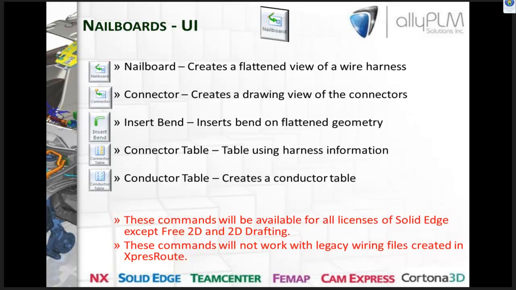Another thing, we have nail boards, and there's a couple of new commands. Nail board creates a flattened view of the wire harness. You can add a drawing view of the connectors. If you want, you can insert bends to bend some of the wire harness. The connector table places a table using the harness information, and you can also create a conductor table. These commands will not work with your legacy wiring files created in ExpressRoute, however. And I'll show you an example of this in a minute.